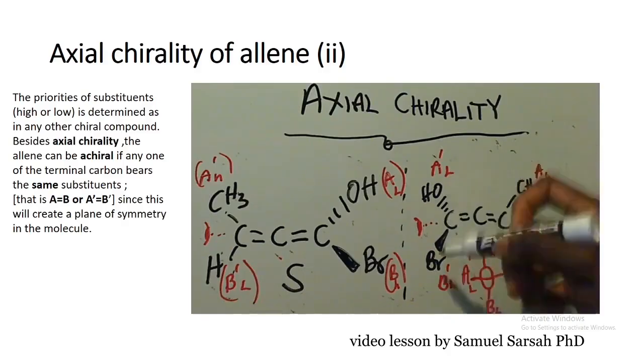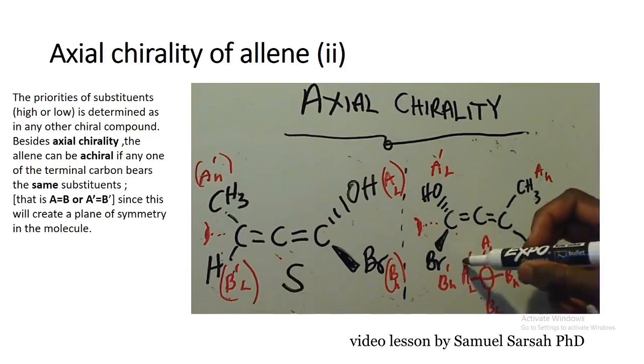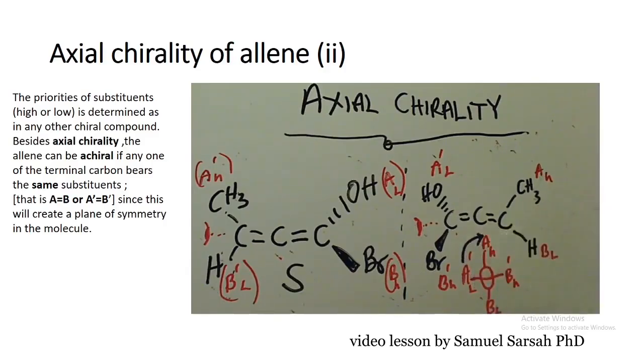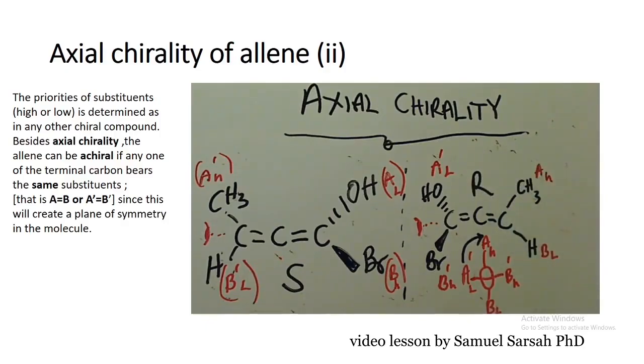So since I said this group pointing in and out towards me, that is A prime and B prime. To start from these two, which of them has lower priority? Of course is the A prime. Then move towards the A and B, which one has high priority? Move towards that one with high priority. So that means I need to go from here towards here, and that is clockwise, which is R. So this is R.